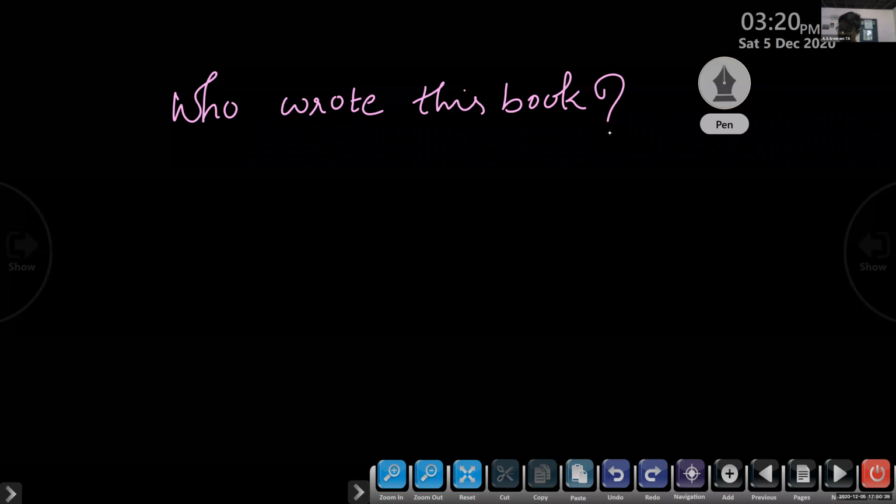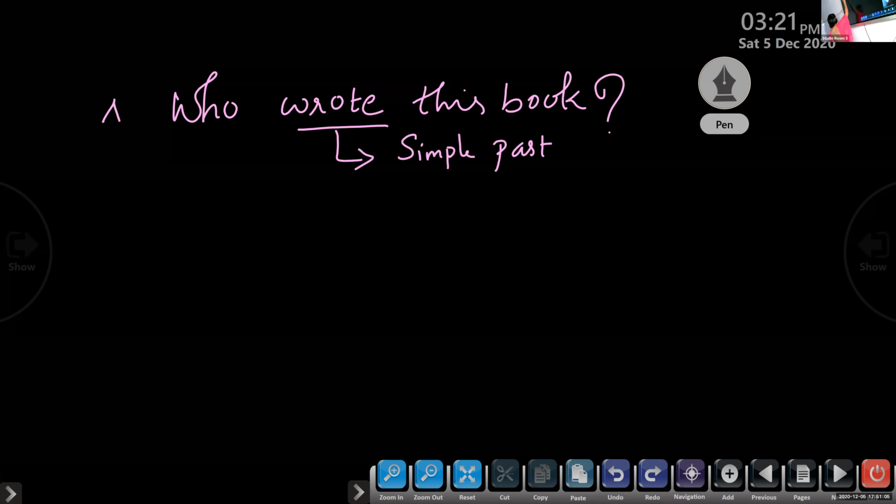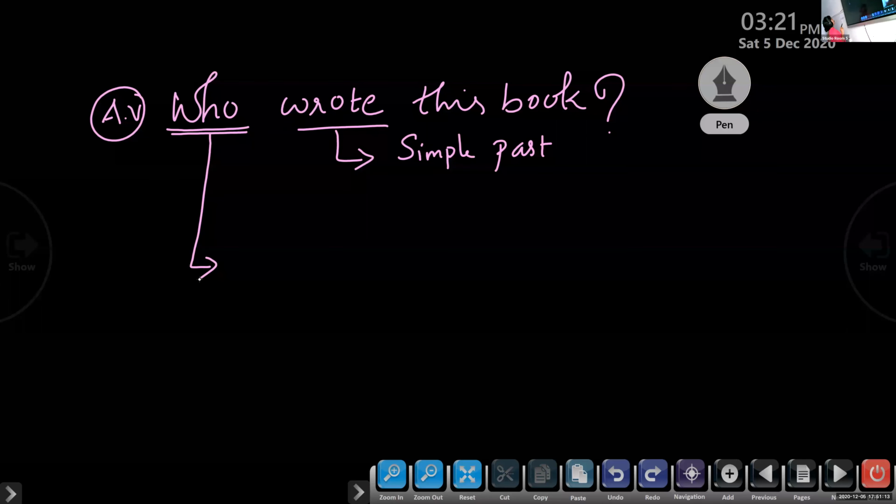Wrote. Fine. This is the verb used here. So the sentence is in which tense form? Past tense. What past? Simple past. Yes, the sentence is in simple past tense. Okay, Sriram. Now you know the sentence in active voice has a finite verb. And you know that the sentence is starting with the WH word who. Can I use the same question word here? No, I cannot.